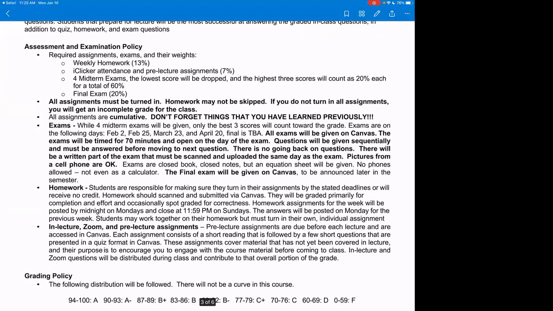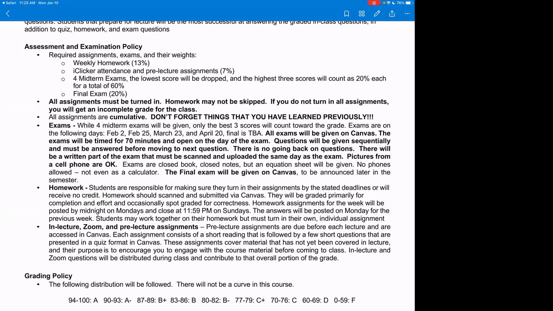You must turn in all assignments. Homeworks can't be skipped. You might miss a PLA, that's fine, that will impact your grade, but you can't skip any homeworks, they're important. If you skip too many assignments, you will get an incomplete in the class, and that's not good. And so make sure you handle that.